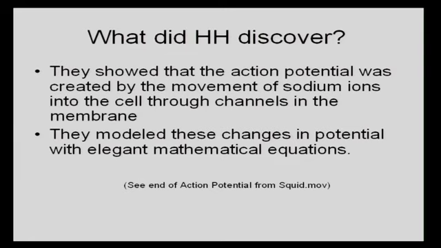So what Hodgkin and Huxley showed, and this is very, very simplified, is they had a really amazing set of findings for their Nobel Prize. Among other things, they showed that action potentials were created by the movement of sodium ions into the cell through channels in the membrane. And they modeled these changes in potential with elegant mathematical equations as well. We're not going to go over that.